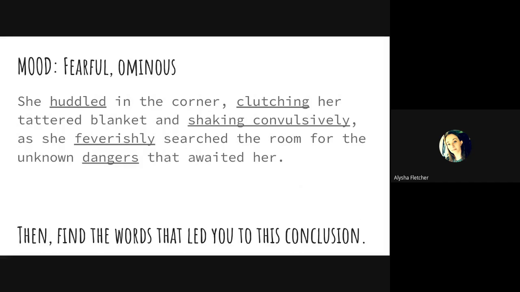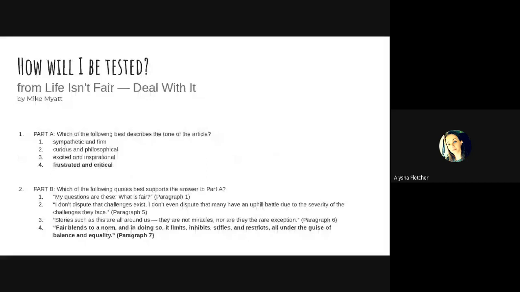Okay, now this is just an example test question. It's a part A, part B. I didn't put the article on here, but if you look at the answer choices, it gives you an idea of how they're going to ask about this. So part A asks you to describe the tone, and the answer is frustrated and critical. And then part B wants you to choose the quote that supports that tone.